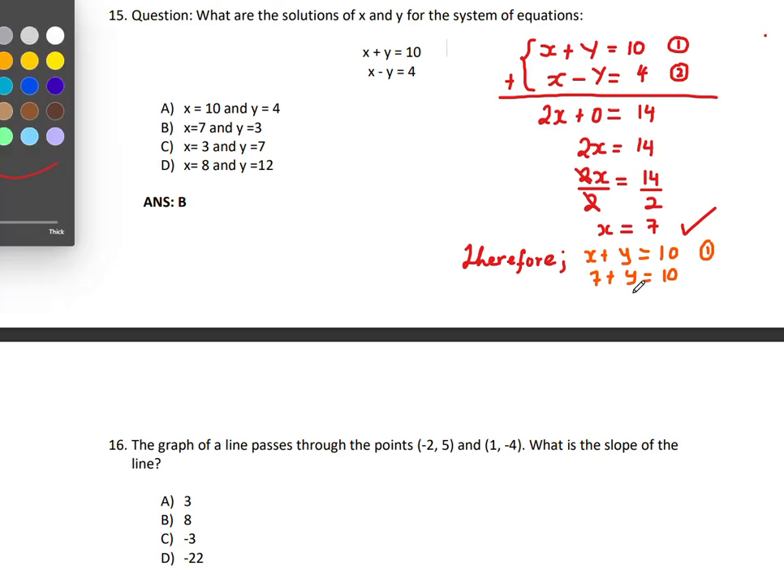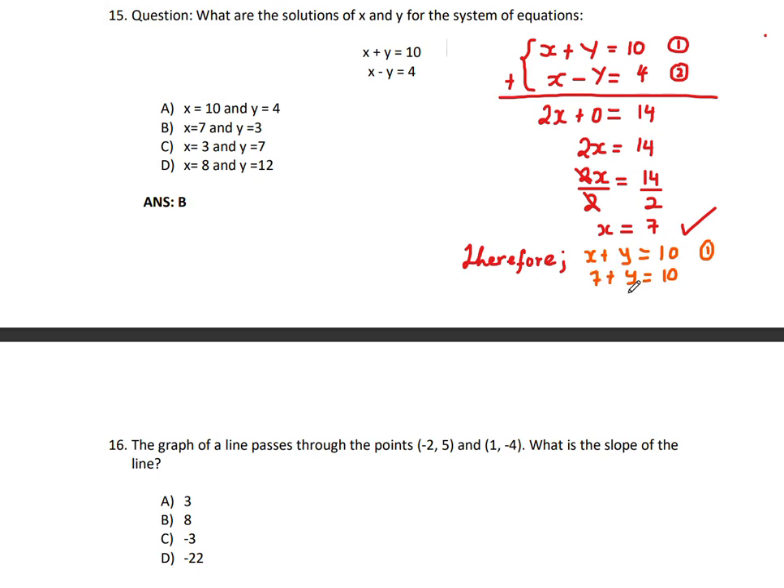To solve for y, we recognize that 7 is added to y. There's a positive 7 here added to y. So we just subtract 7 from both sides by inverse operation. So the inverse of adding 7 would be to minus 7 from both sides of the equation. So that will show up as 10 take away 7 on the right side of the equation. So that means that y would be equal to 3. So my solution here is this: x equals 7 and y equals 3. So that's B.